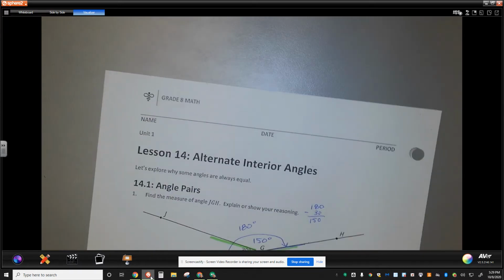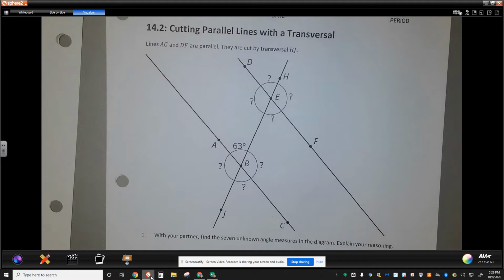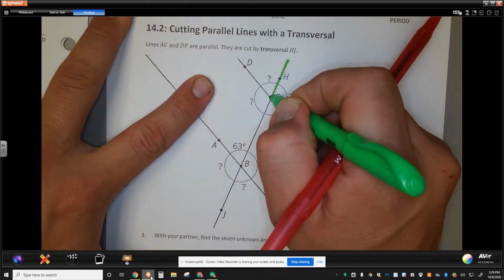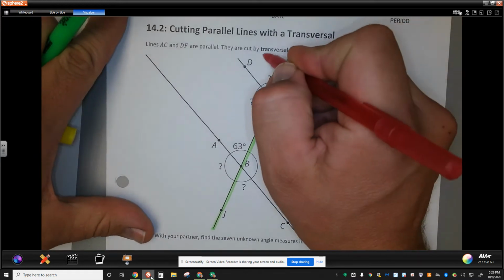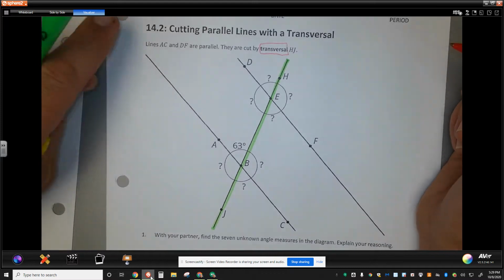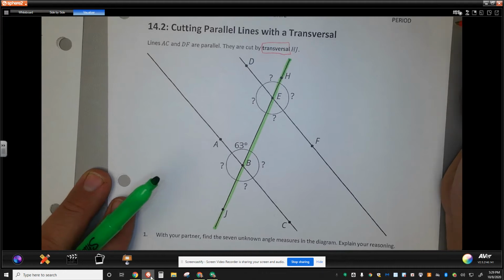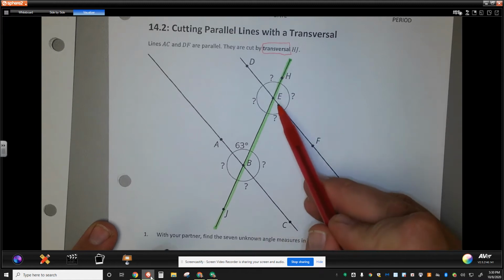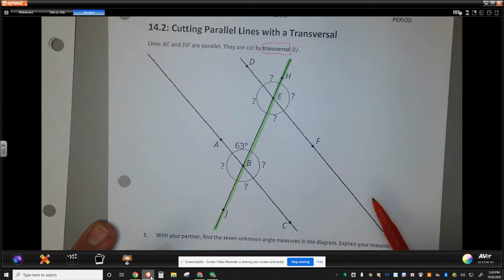Great. Now what happens when we take a set of parallel lines and run another line through it? Well, what happens is we actually get a third line right here that's not parallel to the other lines, but it has a special job. We call this line a transversal. A transversal is a line that intersects two or more lines at exactly one point. So this line HJ intersects exactly once here on line DF and only once here on line AC.